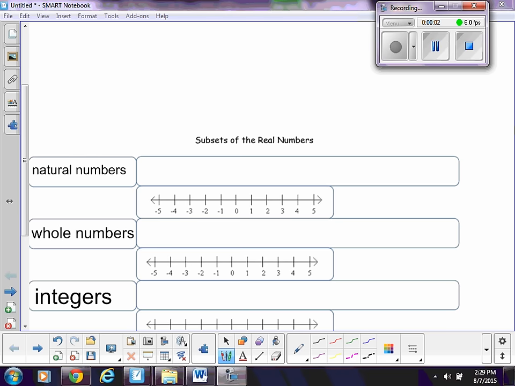Today we're going to review subsets of the real number system. The first subset of our real number system is called natural numbers. Natural numbers are also referred to as counting numbers. Anytime that we are counting, we start with the number 1. So if you look at our number line here, we're going to include the number 1. And as we continue to count, we include those numbers in our subset: 2, 3, 4, 5, and so on.